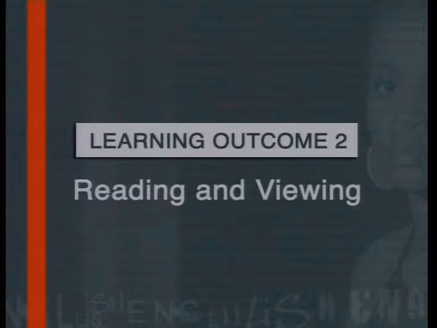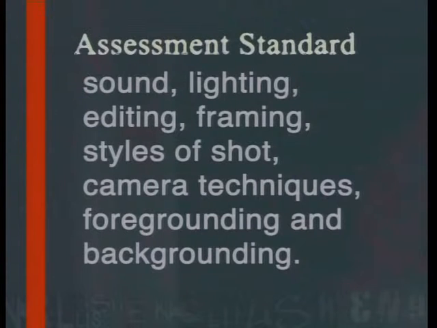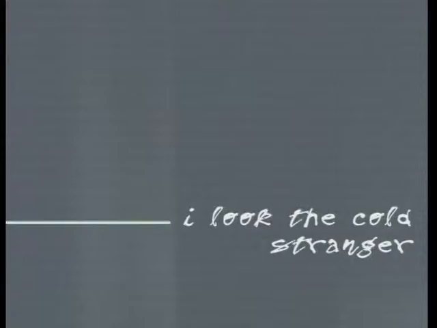The following lesson is linked to Learning Outcome 2, Reading and Viewing, and addresses the assessment standard that requires learners to explain the effect of visual, audio and audiovisual techniques such as the use of color, dialogue, music, sound, lighting, editing, framing, styles of shot, camera techniques, foregrounding and backgrounding.